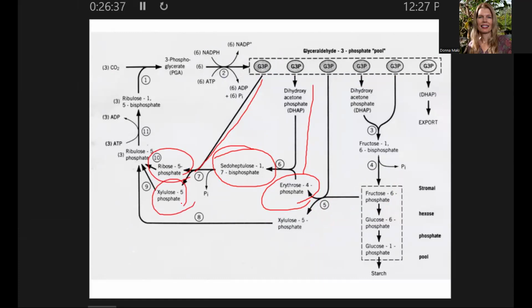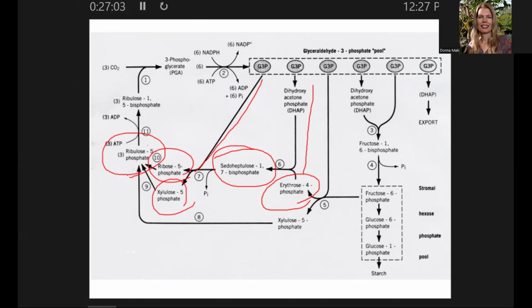Now they're not all RuBP yet. So this one is a xylulose 5-phosphate. This one's a xylulose 5-phosphate. This is a ribose, but they're close. They're 5 carbons. So what you see is this convergence point here where you get rearrangements going on that allow for ribulose 5-phosphate. Okay, so now you're up to 3 of those.